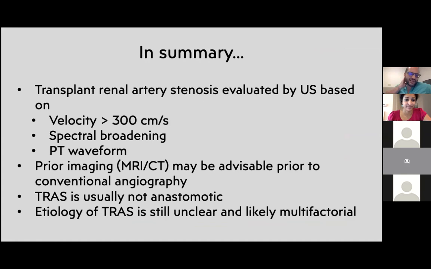So just in summary, transplant renal artery stenosis can be evaluated in ultrasound based on 3 criteria: the velocity, the spectral broadening, and the parvus tardus waveform. We use that as a templated report to make sure that we're all saying the same thing and we're able to convey that information. Prior imaging, either with MRI, where you can use gadolinium, or with CT, where you can potentially use iodinated contrast, might be advisable before undergoing conventional angiography, just because the false positive rate of ultrasound is still quite high, even using a template. TRAS is usually not anastomotic, and we don't really know what causes TRAS, but it's likely multifactorial.